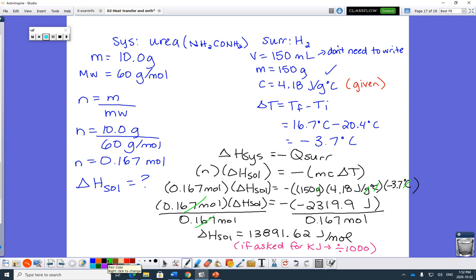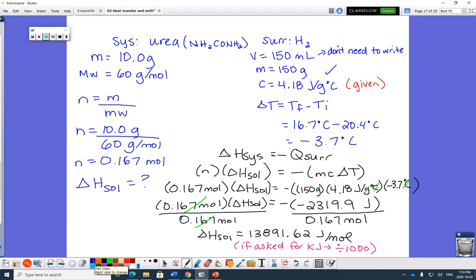So if you're asked for kilojoules, just divide by 1,000. Some of the answers, for whatever reason, I started to get ruthless and I put them in kilojoules, and I have no defense for it. So sorry, but there it is.